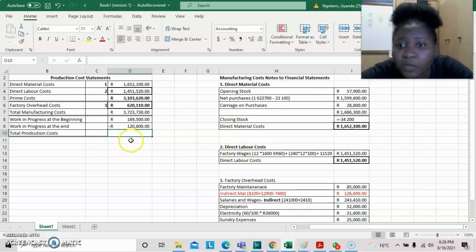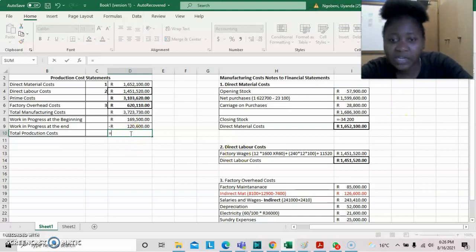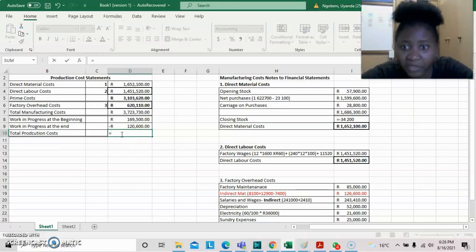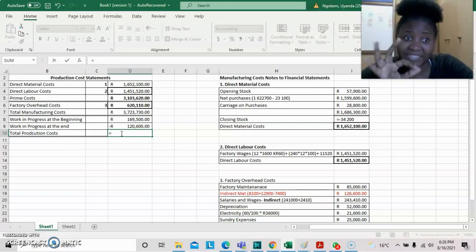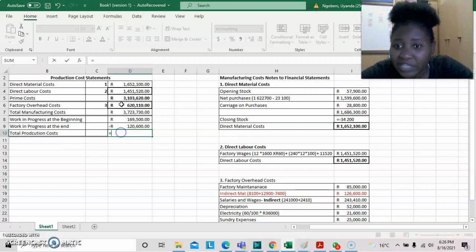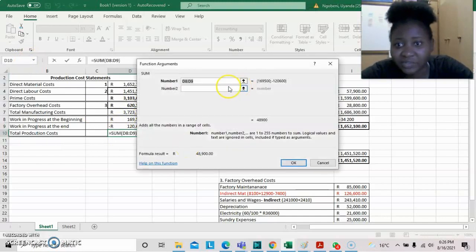So with that said, it should be easy for us to work out our total production cost. Everything is just going to be easy. Now we have the information that we need. The only thing now is to add the values, add and minus, obviously.